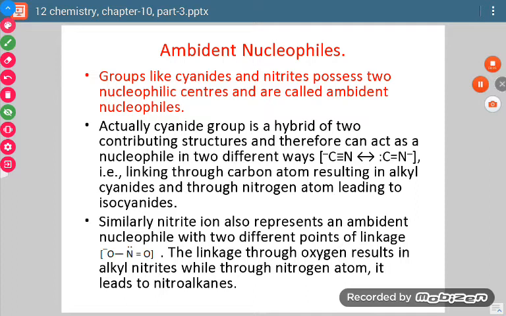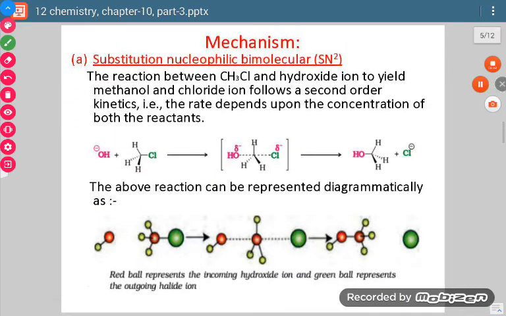Similarly, we can say the same about the nitro group. In case of the nitro group, O can also join and N can also join. Why are they joining? Because the nitro group also shows the phenomenon of resonance. Such groups which have the capability to join through more than one atom are known as ambident nucleophiles.